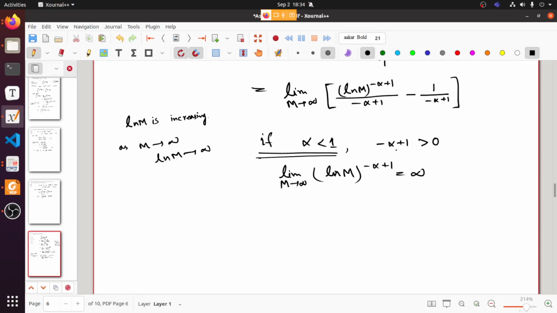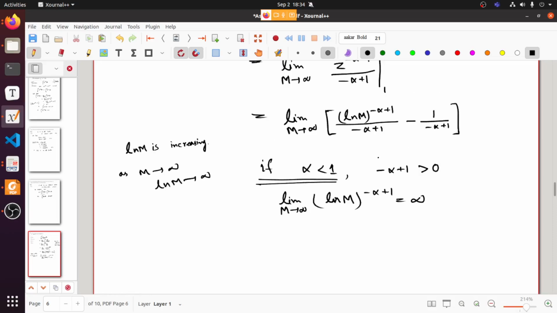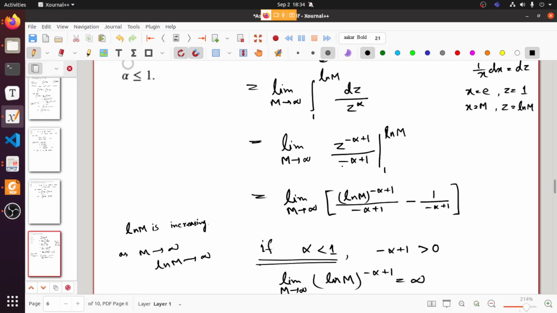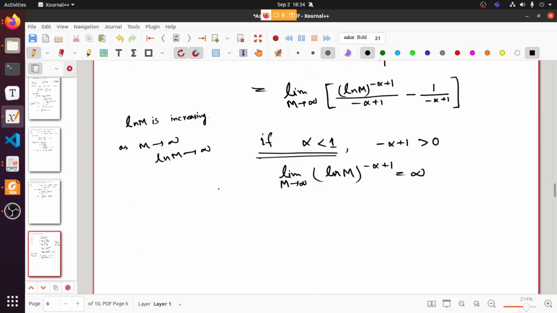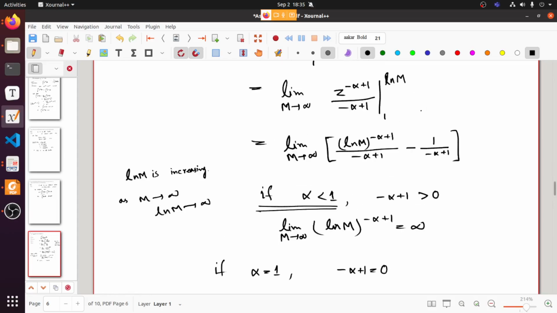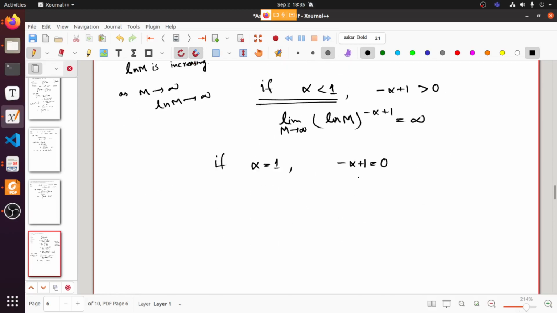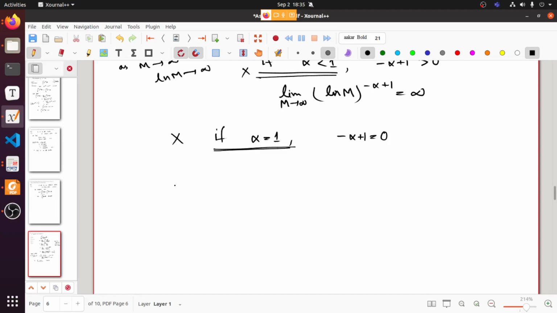And what happens if alpha is 1? If alpha equals 1, then minus alpha plus 1 will be 0. Then you cannot write 1 by minus alpha plus 1, right? In the denominator, it will be undefined. Also the integral is infinite in that case. So alpha cannot be 1, right? So these two possibilities are gone. So the only possibility is alpha greater than 1.